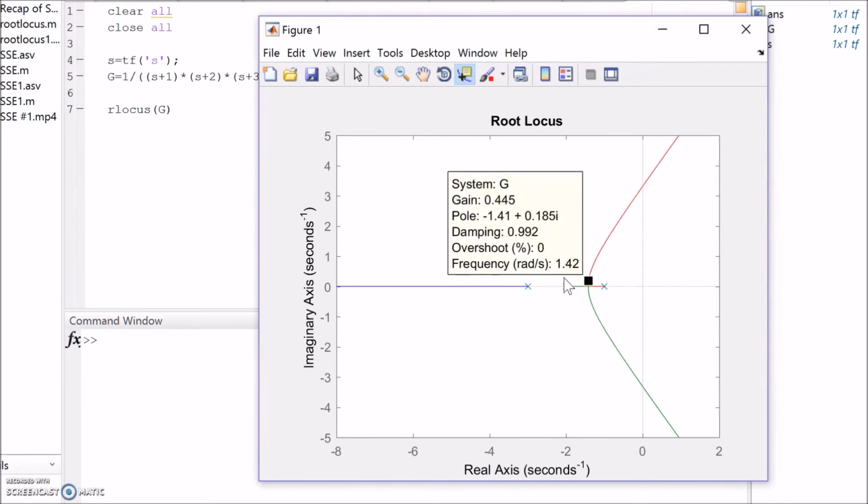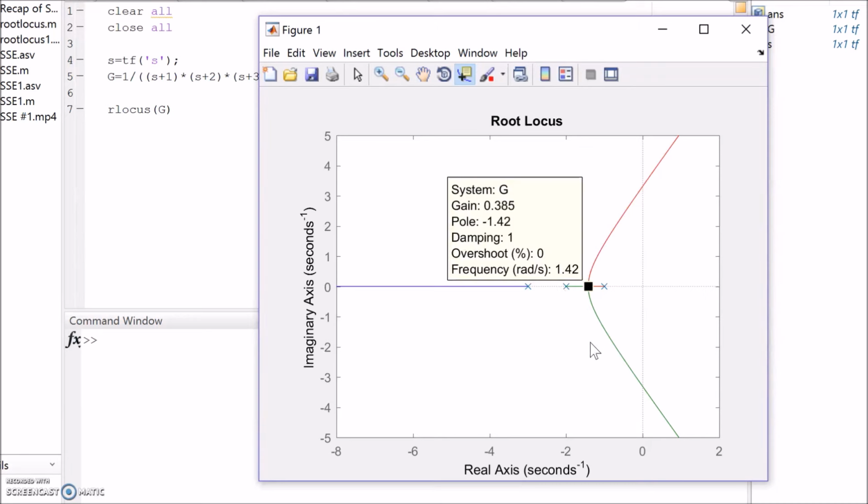And the other point we can double check is probably this one here, where we break out of our real axis, and we've calculated the same thing as what we've got here of negative 1.42 for where that breakout point occurs. So that definitely validates what we have drawn for our root locus diagram. That's all there is. See you in another video.